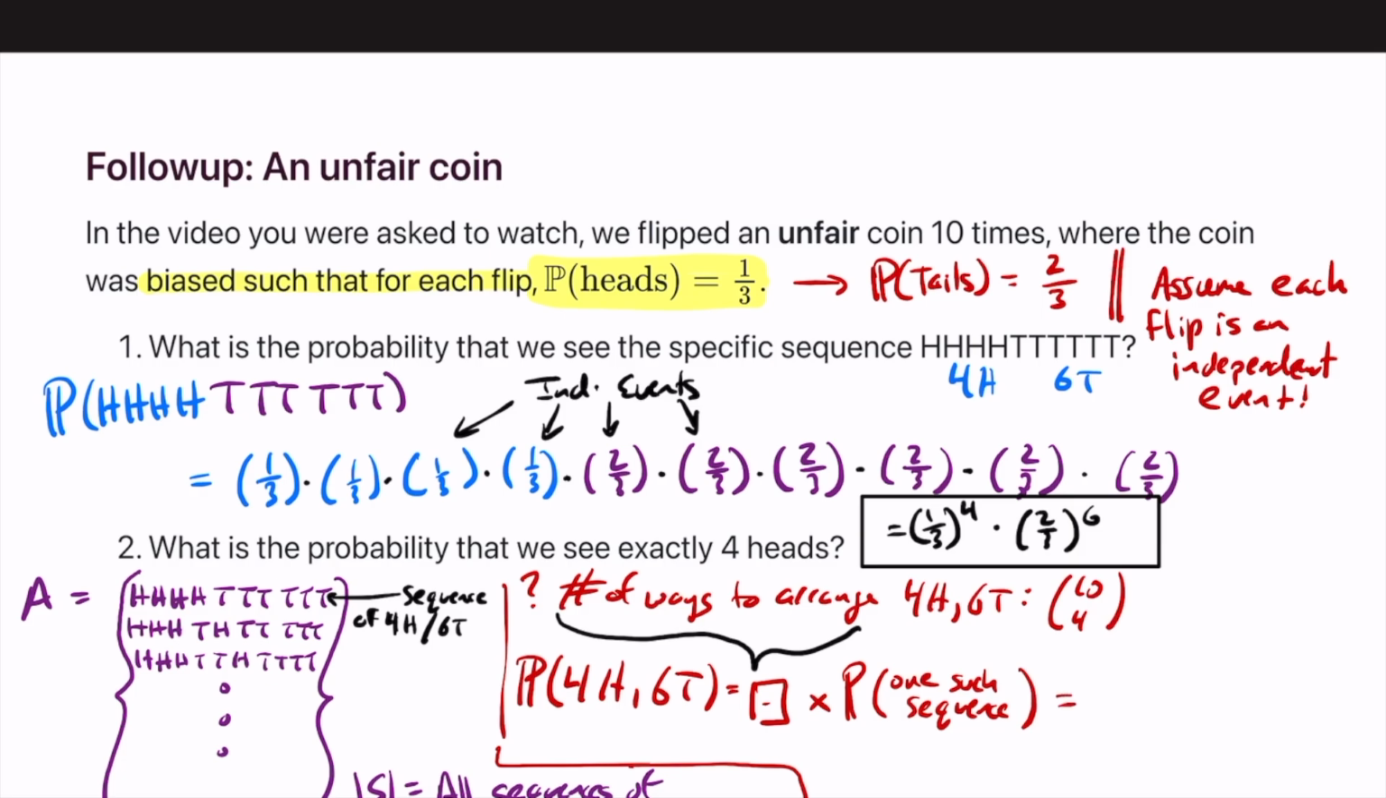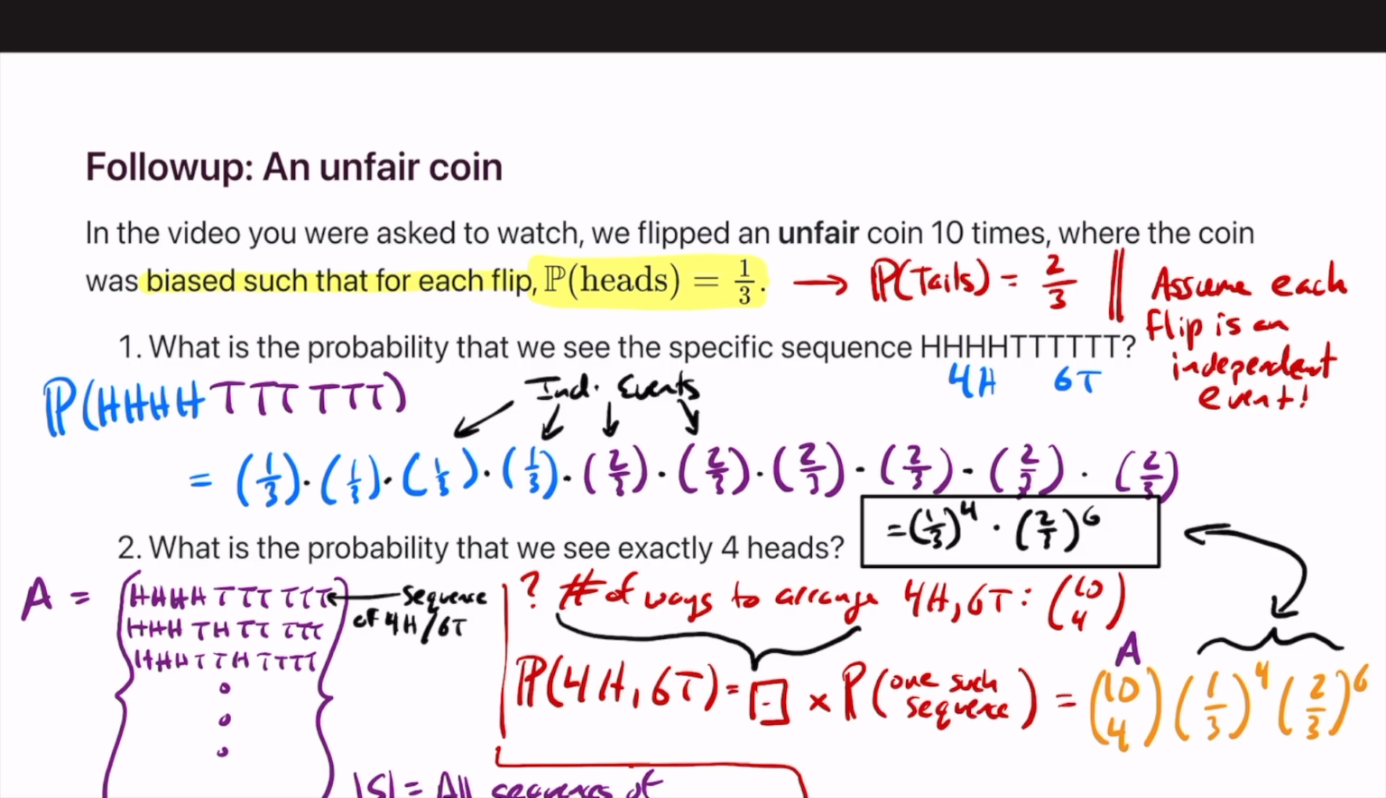So this winds up being, this in yellow, 10 choose 4. So this is the number of ways to arrange, or the number of sequences in which we can see 4 heads and 6 tails. So this would be equivalent to our A, times 1/3 to the 4th times 2/3 to the 6th, because that is the probability of seeing one such sequence, which is the answer that we got from the first question. So that comes from this.